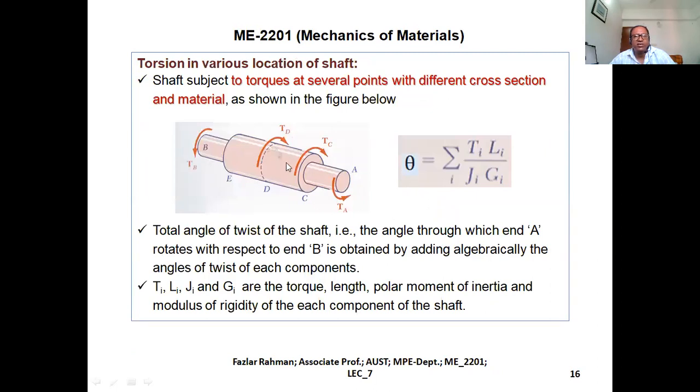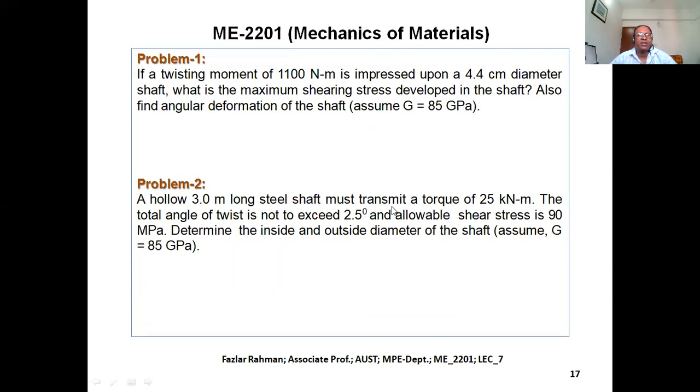So you have a series of shafts. They have different materials, different torques, different lengths. In that case, how will you find the total angular deformation? Then theta will be the sum of TL by GJ. You write theta equal to T1 L1 divided by J1 G1, plus the next one, T2 L2 over J2 G2. If you have 5 parts, you have to add all 5. This chapter is very simple.